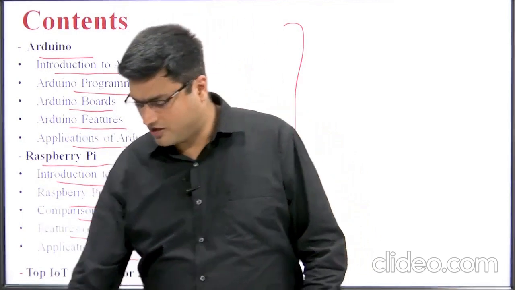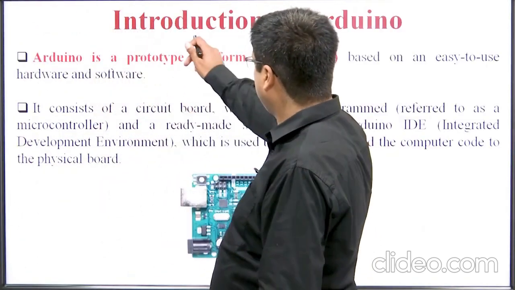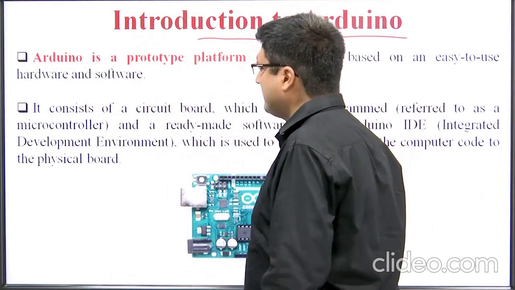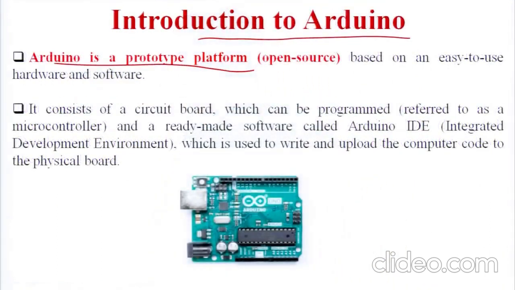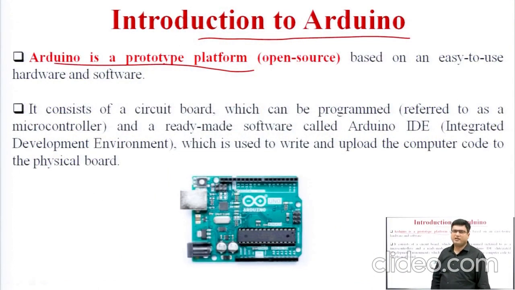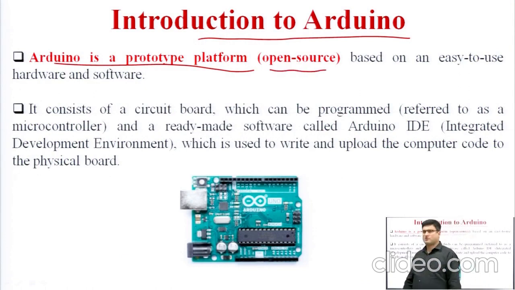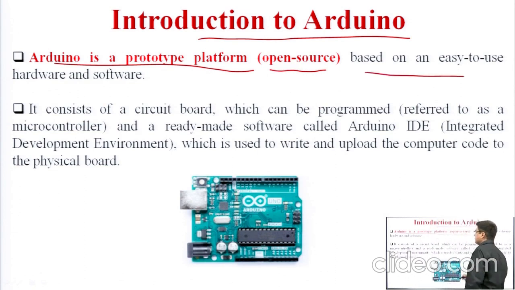Okay. So, let us start with the first topic, that is introduction to Arduino. Arduino basically it is a microcontroller. Okay. So, Arduino is a prototype platform. What is the meaning of prototype platform? Prototype means that after designing of the circuit, one can create a prototype on this platform. Okay. So, it is available as open source, it is not a licensed version, or you can use IDE programming, we will see in this lecture. So, this is available as open source and based on easy to use hardware and software.